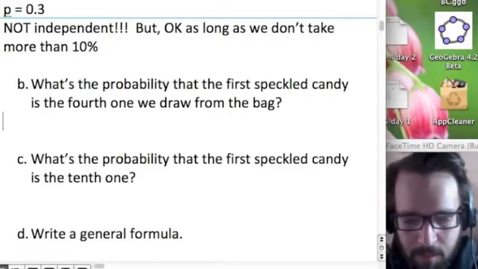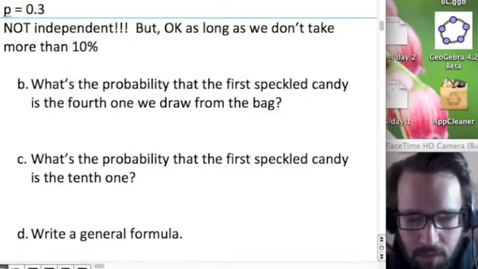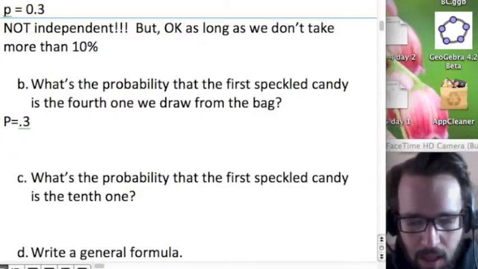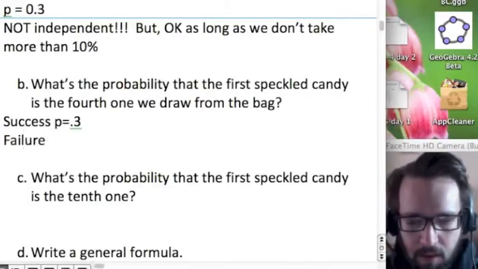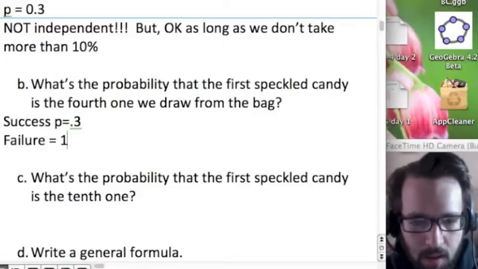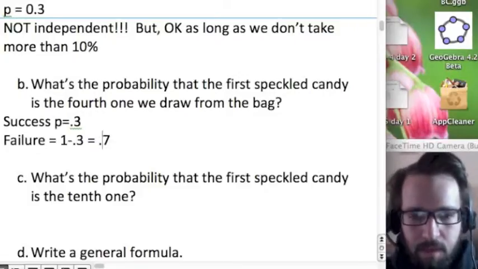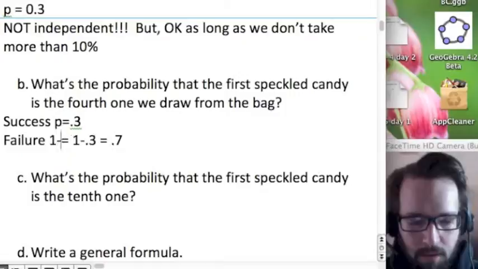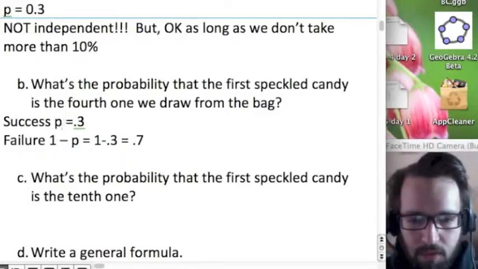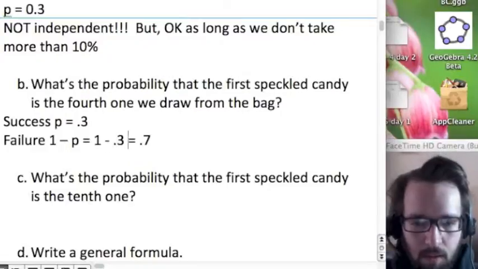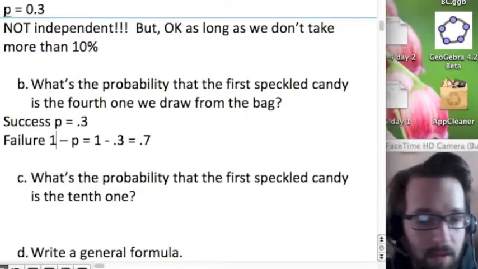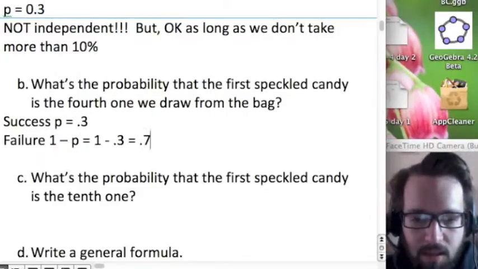Well, first off, the probability of success is 0.3. Failure is 1 minus 0.3. So the probability of failure is 0.7. So failure is 1 minus whatever p is. Awesome. Okay, so success is just the probability, and the failure is the complement of the probability, or 1 minus the probability. So that gives us 0.7.